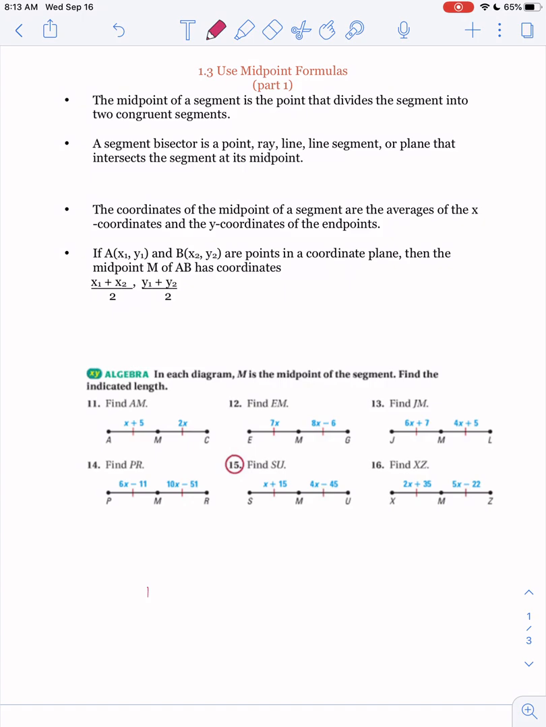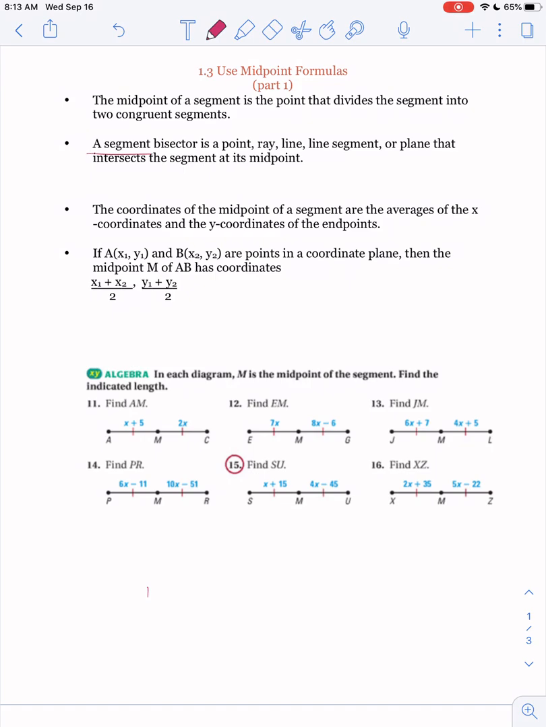What is a midpoint? A midpoint is the point that divides the segment into two congruent segments. You know a line can't have a midpoint because a line's infinite. There is no middle. And the same thing for a ray. A ray doesn't have a midpoint because it's infinite. So only a segment has a midpoint.